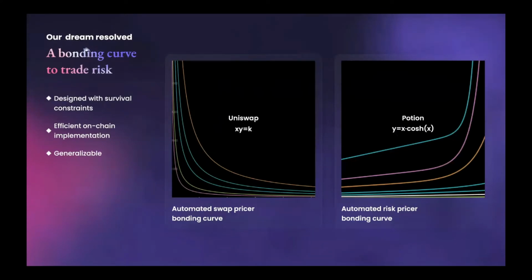We resolved our dream. We finally found a bonding curve that can price risk, in the same way that Uniswap pioneered xy equals k as a way to price swaps, now we have a really simple mathematical way to price risks. And it's really interesting because it's designed with survival constraints, just like I mentioned. At the core of this formula is this positive expectation of returns. It's really nice because it's very efficient to implement. I can have infinite resolution with only 4 parameters. And not only that, but it's actually fully generalizable.